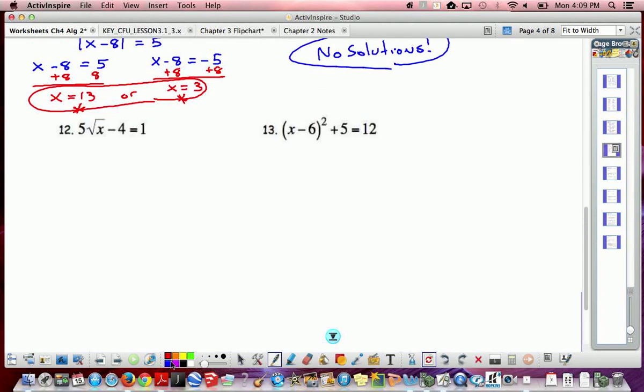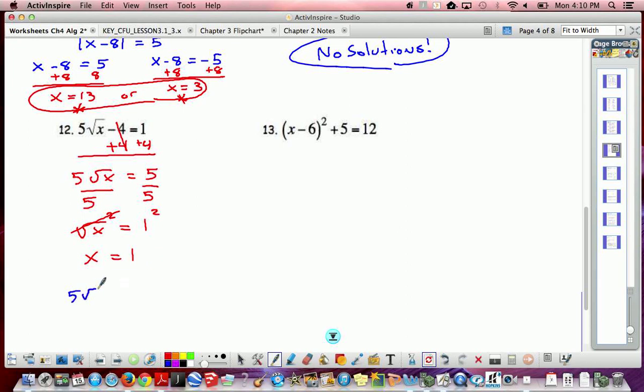So, same process, inverse operations. So to undo subtraction, add 4 to both sides. So 5 square root of x equals 5. Well, to undo multiplication, divide. So the square root of x equals 1. To undo a square root, square both sides. So x equals 1.